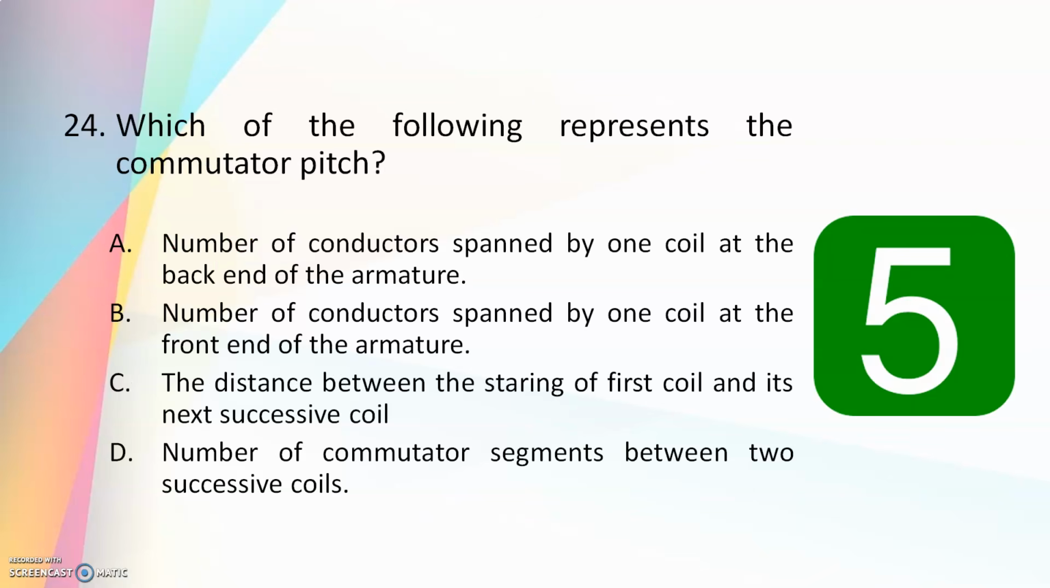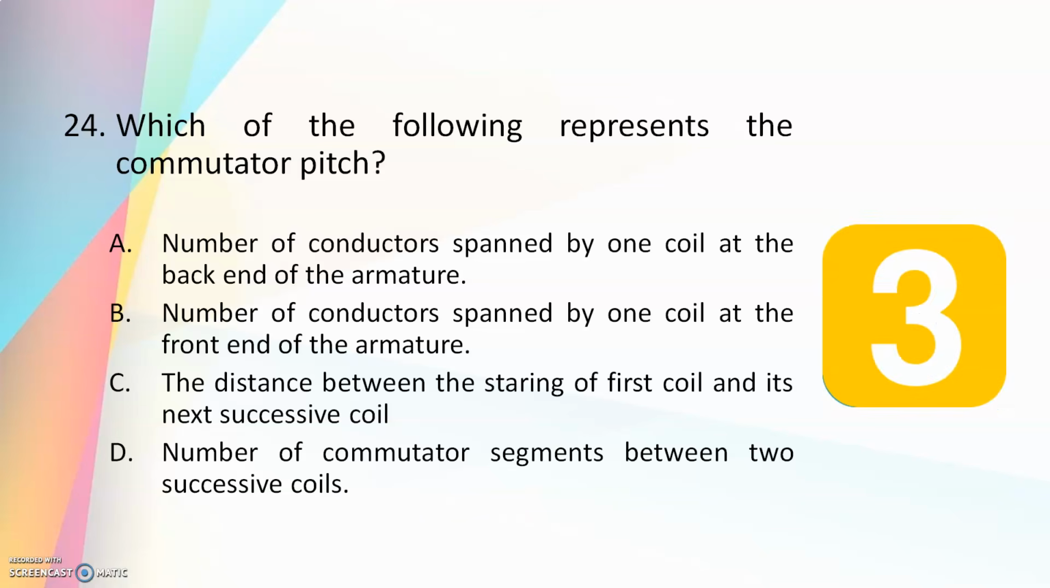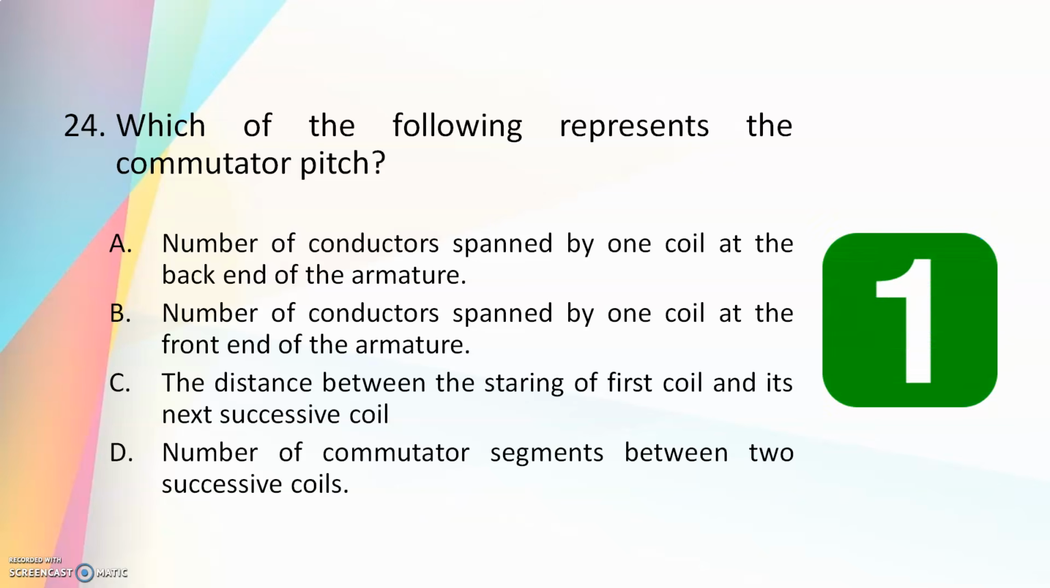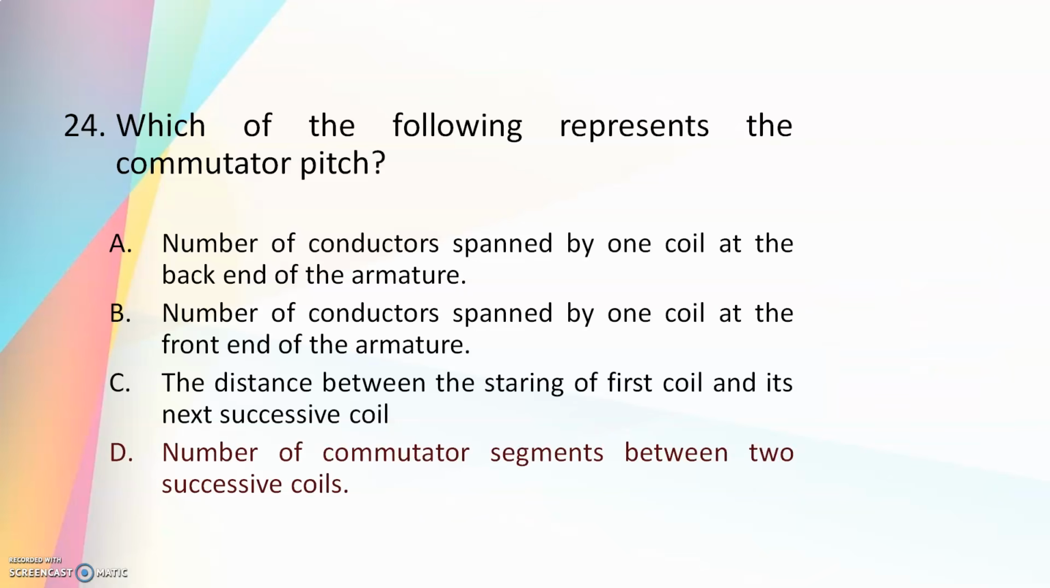Which of the following represents the commutator pitch? Number of conductors spanned by one coil at the back end of armature. Number of conductors spanned by one coil at the front end of armature. The distance between the starting of first coil and its next successive coil. Number of commutator segments between two successive coils. And the answer is number of commutator segments between two successive coils is the commutator pitch.